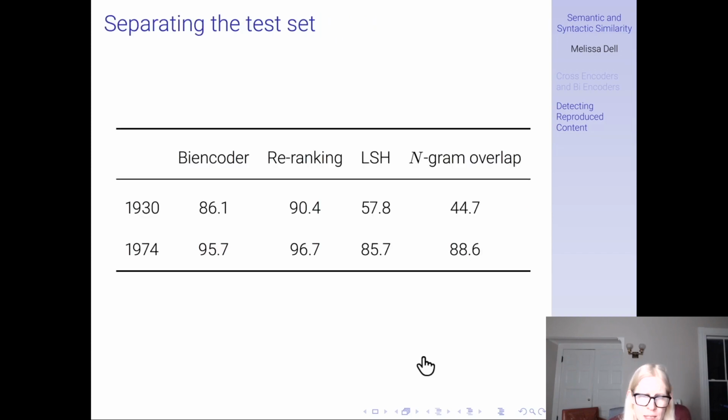We can also separate the test set into 1930 and 1974. So now we're evaluating on full day samples, labeled samples from 30 and 74. The OCR is worse in 1930 because these are much older documents, and you can see that it's a bit worse across the board in 30 than in 74. But regardless, the neural methods are outperforming the rule-based methods, the n-gram methods, and that's particularly the case as the OCR quality gets worse.